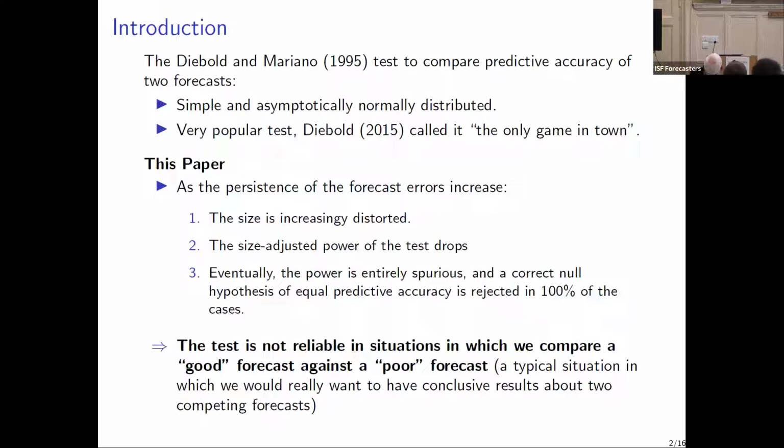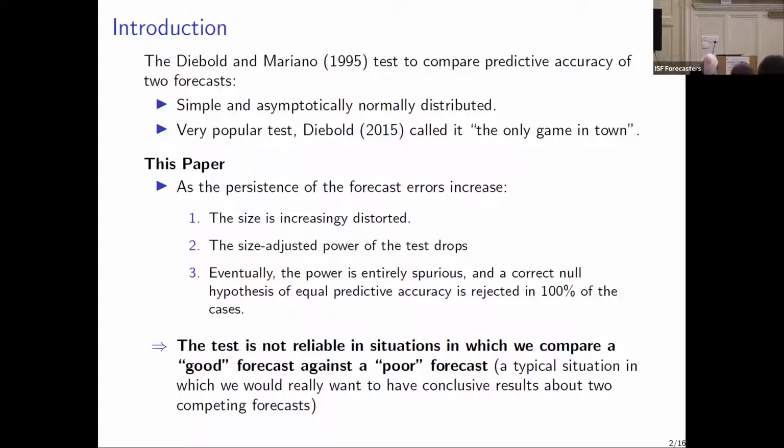when the persistence of the forecast errors increases. This is actually coming out of a puzzle that we ourselves experienced. We were comparing a forecast that we thought was a good forecast against a very bad forecast, a very bad benchmark. And we couldn't reject the null hypothesis. So we sat down and we thought, how's that?